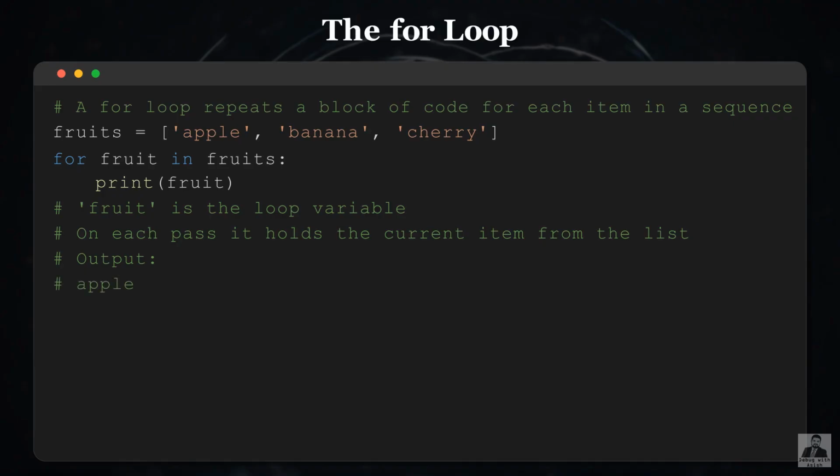On the first pass, fruit holds apple and Python prints it. On the second pass, it holds banana. On the third, it holds cherry. The loop ends when it runs out of items.